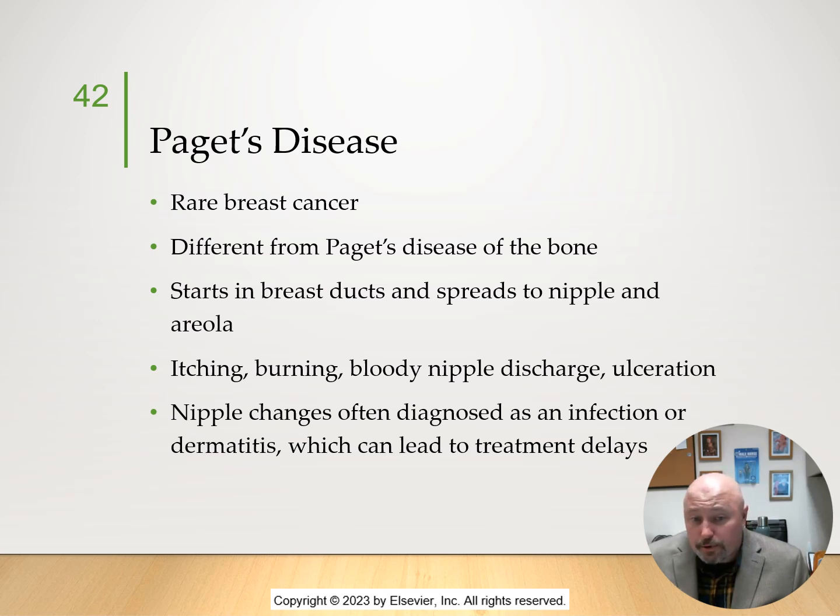Paget's disease of the breast, not to be confused with Paget's disease of the bone, is a rare form of breast cancer. It starts in the breast ducts and spreads to the nipple and areola, and it's characterized by itching, burning, bloody nipple discharge, and ulceration. These nipple changes are often diagnosed as an infection or dermatitis, which can lead to delays in treatment.